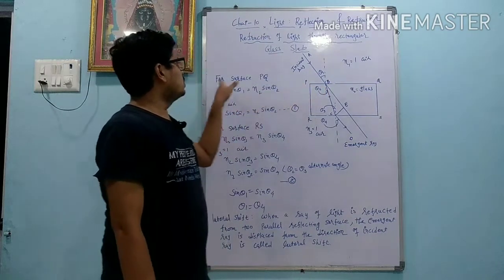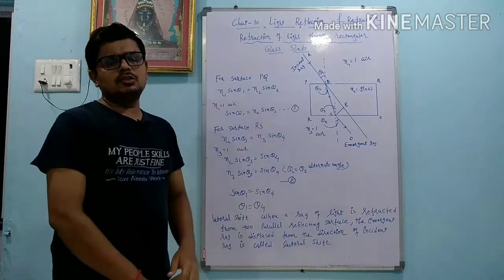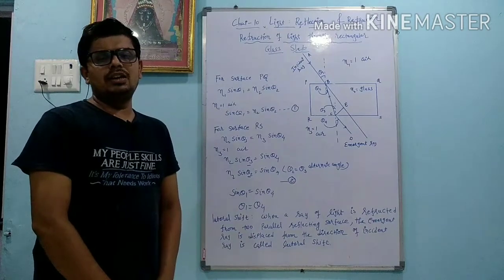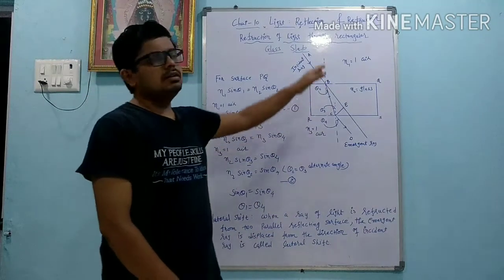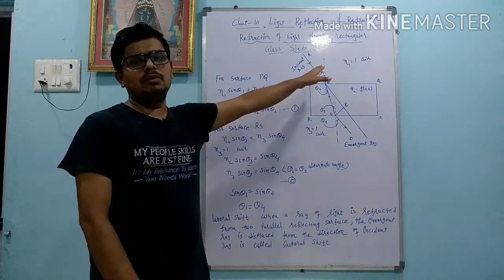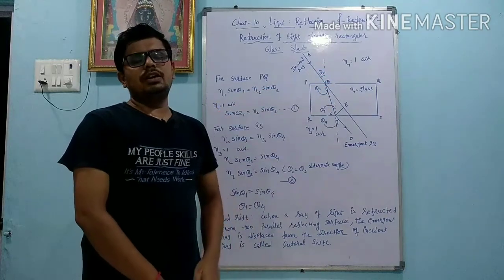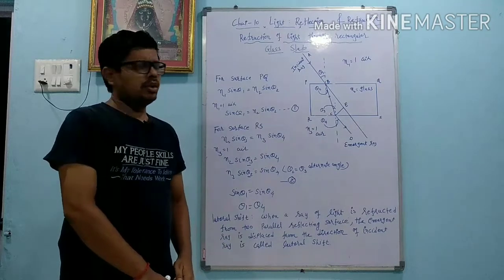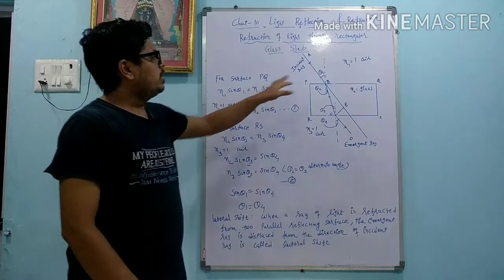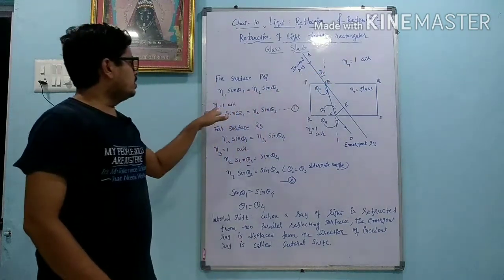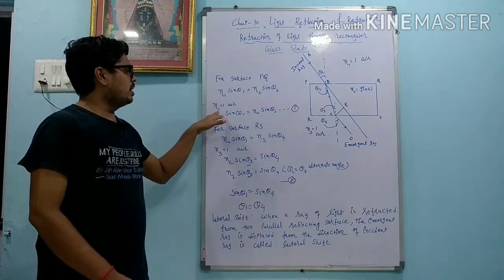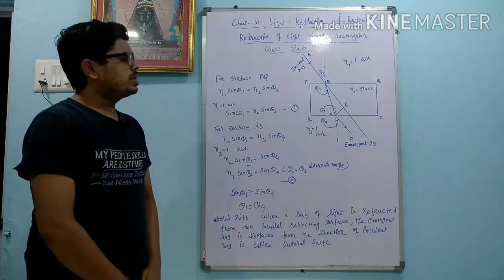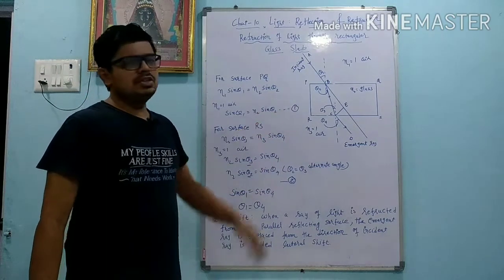So for the surface PQ, we can write Snell's law: eta 1 sin theta 1 equals eta 2 sin theta 2. Eta 1 is the refractive index of medium 1, air, and eta 2 is the refractive index of glass. We know that eta 1 equals 1 for air, so in this equation we can write sin theta 1 equals eta 2 sin theta 2. This is the first equation.